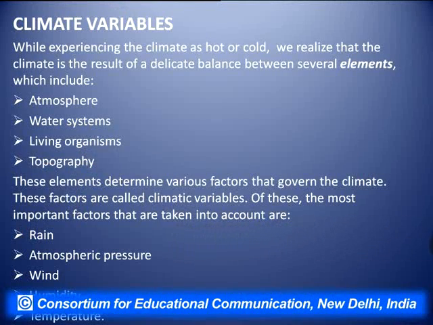These elements determine various factors that govern the climate. These factors are called variables. More specifically, I would like to call them climatic variables. Of these, some of the important variables I would like to elaborate here. Rain, that is very important, because out of all the variables, temperature and rain, these are the two very important factors for climate. Then atmospheric pressure, wind, particularly the wind direction, wind velocity, humidity, and last but not the least, the temperature.